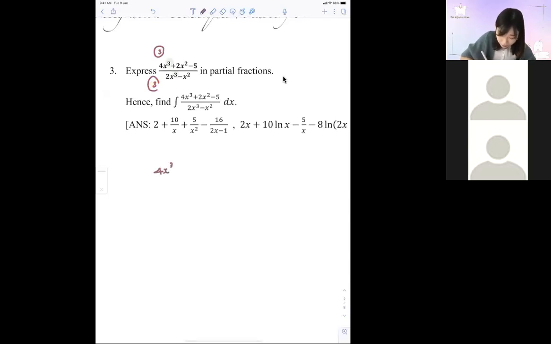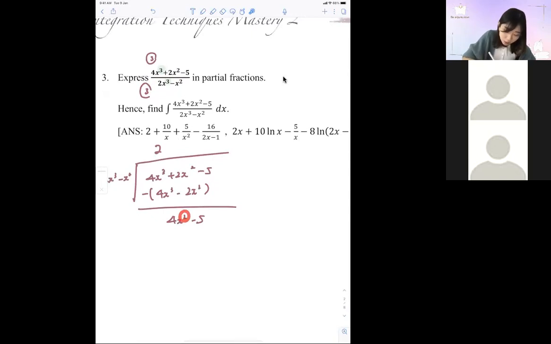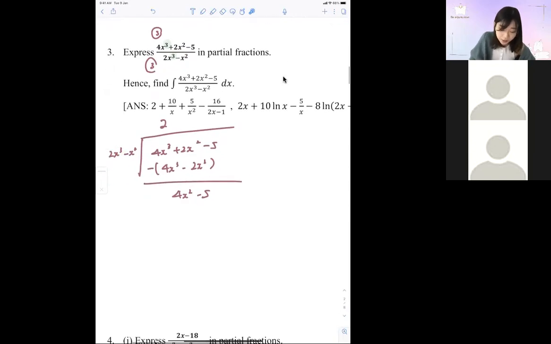So the top one is inside the division. The bottom one is outside. Make sure that it's expanded form before you do long division. So now you can do long division. So 2 minus. Wait, why is it 2x cubed minus x? 2x cubed minus x squared. Okay, copy this. Oh, the divider. Okay, so then you have 4x squared minus 5. As long as the degree here is smaller than this, you can stop dividing already. There's no way you can divide some more.